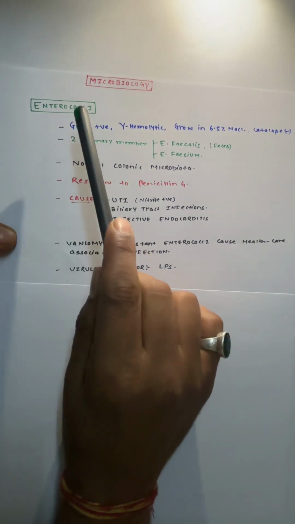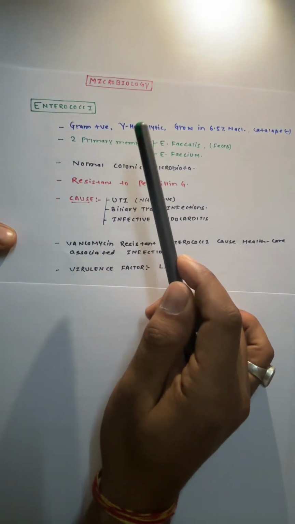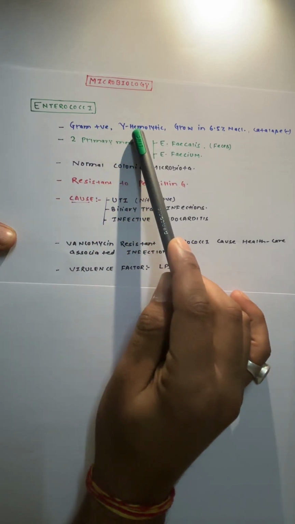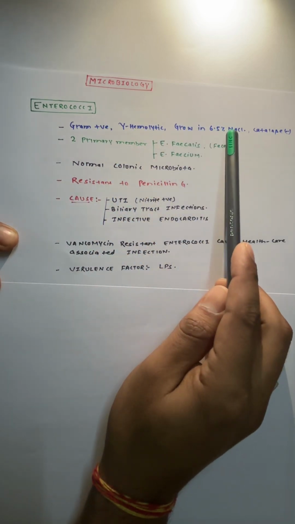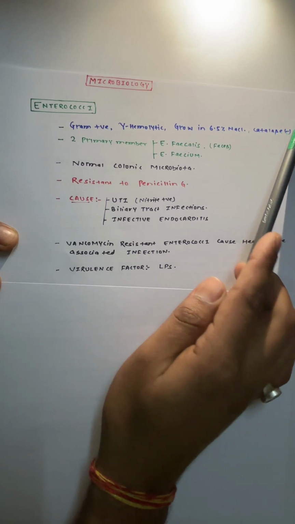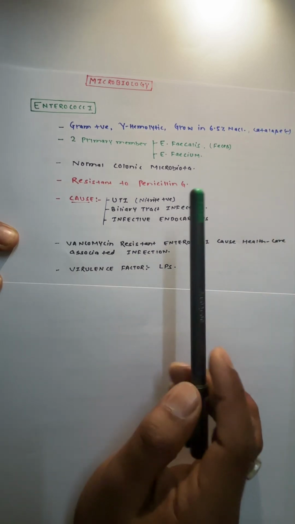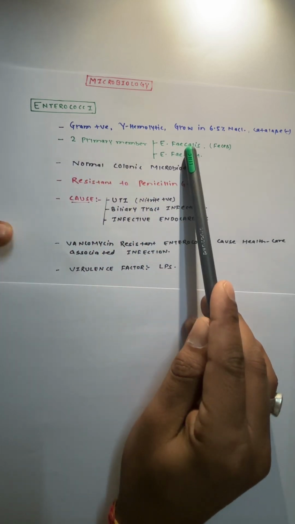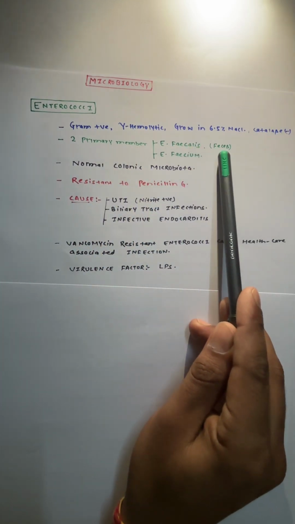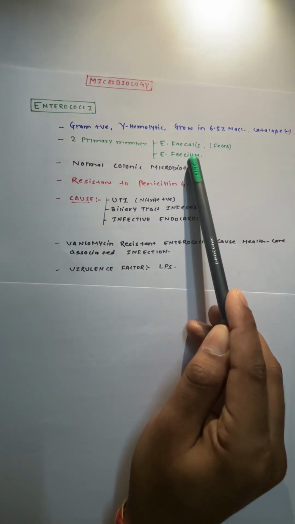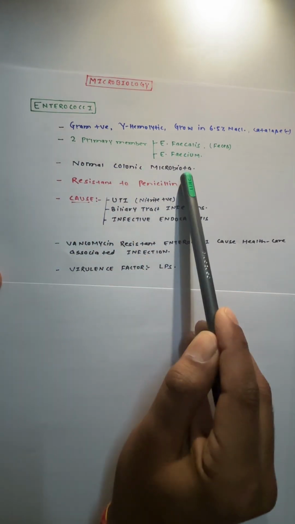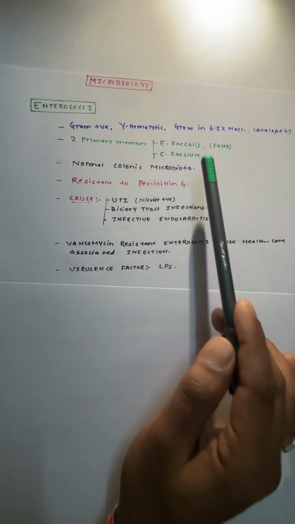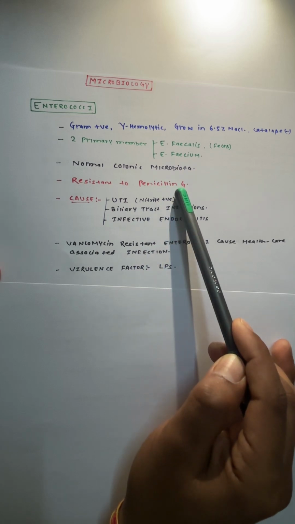So let's talk about Enterococci, and its lab features. Enterococci are gram positive, gamma hemolytic, they grow in 6.5% NaCl, and they are catalase negative. Now, talking about its two primary members, one is Enterococcus faecalis, found in feces, and another one is Enterococcus faecium. It's a normal colonic microbiota. Another important thing is these gram-positive bacteria are resistant to penicillin G.